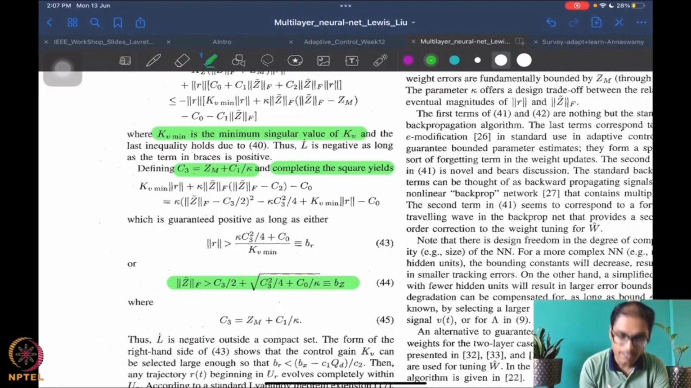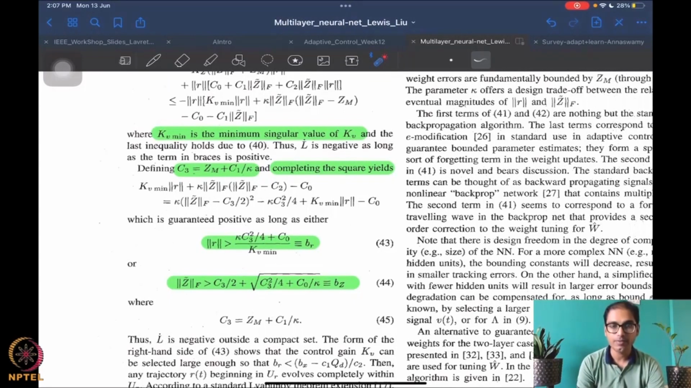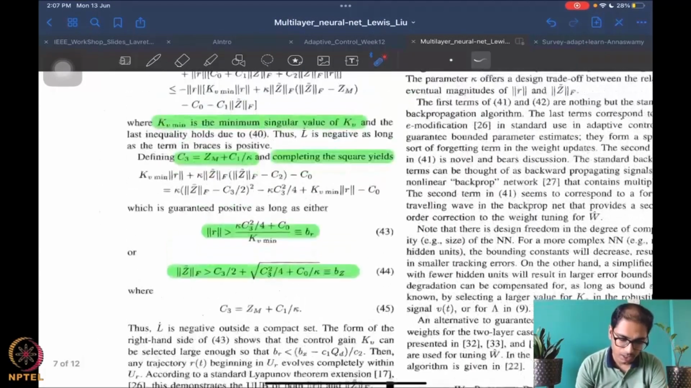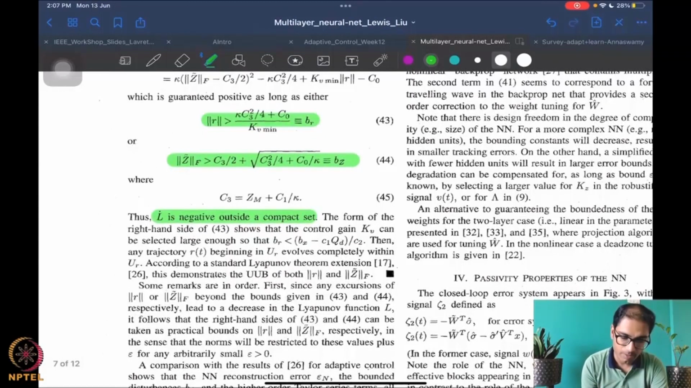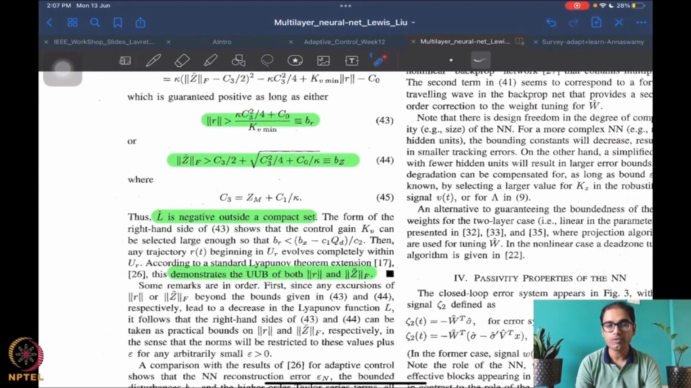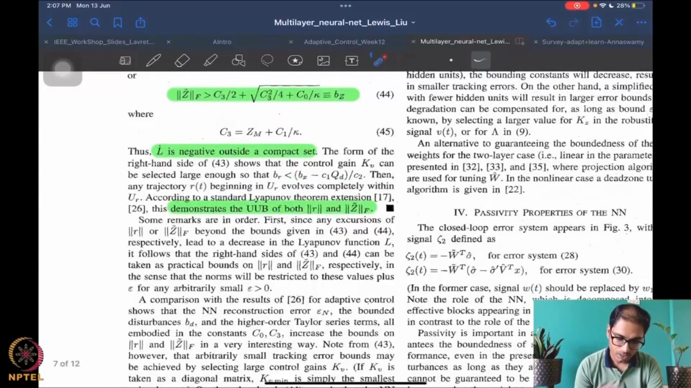So one set is on the Z tilde, which is the parameter error, and the other set is on the R, which is the state errors, right? And what you get is that L dot will be negative outside this compact set, which is defined by these two inequalities, 43 and 44, right? And therefore you have standard uniform ultimate boundedness for both R and Z tilde F. And because Z tilde contains both V tilde and W tilde, you have what you needed, right?